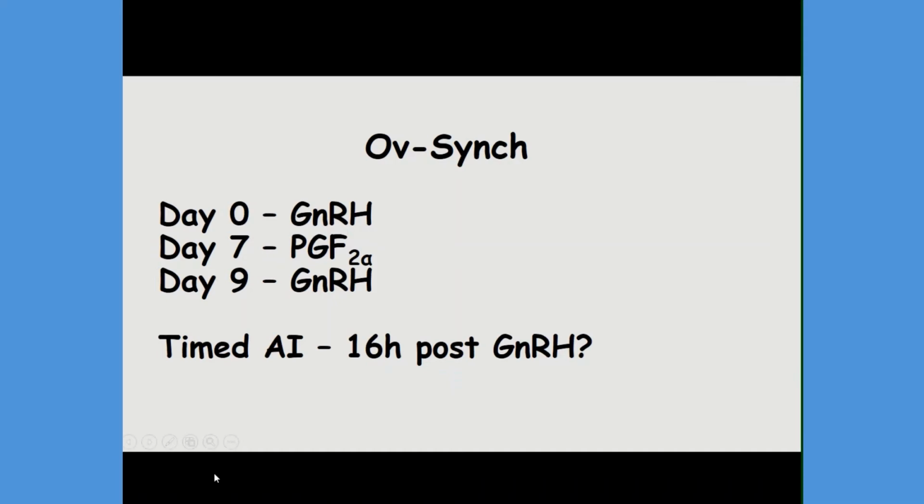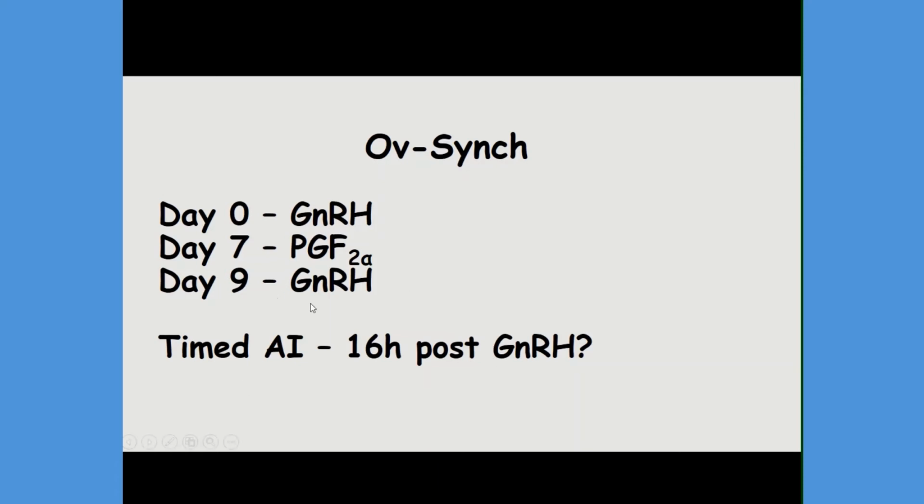The second methodology is the Ovsynch protocol. Day 0 GnRH, day 7 PGF2 alpha, and day 9 GnRH again, right? We can stop at that PGF2 alpha injection because synchronization would have occurred. However, because of the different stages of the dominant follicles and of the corpus luteum, that synchronization isn't particularly tight. It may go over a period of about 2 days from first cow to the last cow.